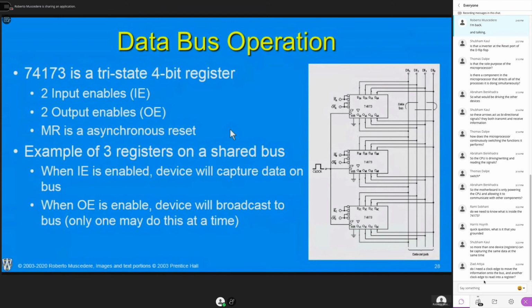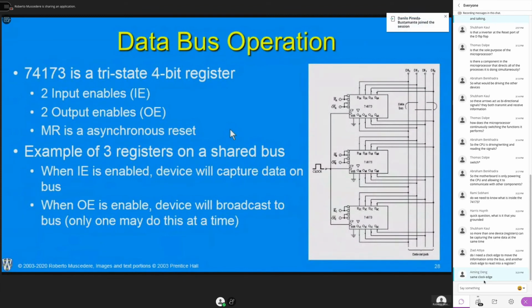So can more than one device register be captured at the same time? Yes, just like when we're in class and I'm talking, it's not a one-on-one class. I could be talking to 100 people and they could all be hearing and understanding what I'm saying. The problem is if they start talking back at me at the same time, then I can't understand what they're saying. Do I need a clock edge to move the information onto the bus and another clock edge to read into the register? No, you can do it all in the same clock. Or do you mean, can I have different clocks? No, we're only going to be using one single clock in our design.